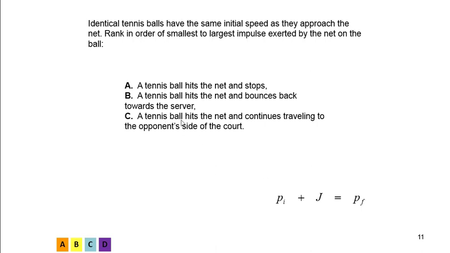And then finally, a tennis ball that hits the net and continues traveling. Now we have some initial momentum, let's say to the right, that's positive. Here, I'm still going to have a positive momentum, so it's not going to take as much impulse. This impulse is just taking a little bit of that momentum away, but not enough to bring it to rest, just enough that it's still traveling in that positive direction. So B is going to require the biggest impulse, then A, and then C.